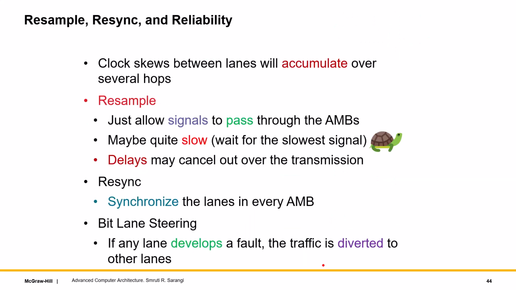So there are three things: resampling, resyncing and reliability. We have discussed these earlier, but let me still recapitulate and refresh the concepts and also put in some more detail into them. As I said, between multiple lanes, clock skews will develop over time.